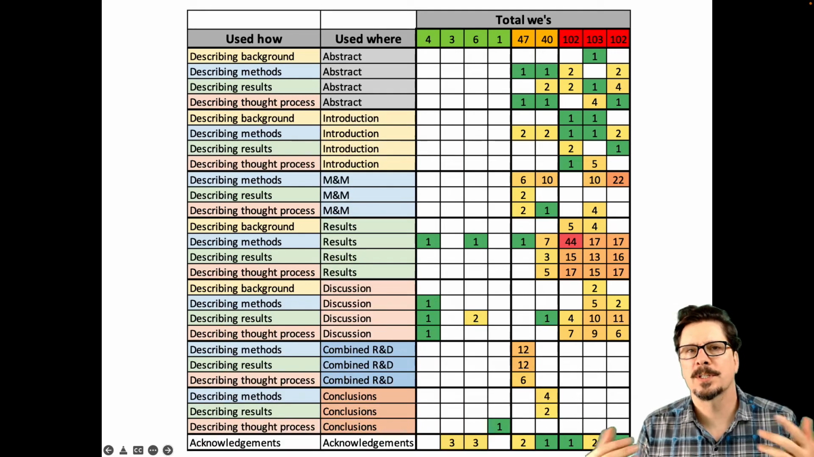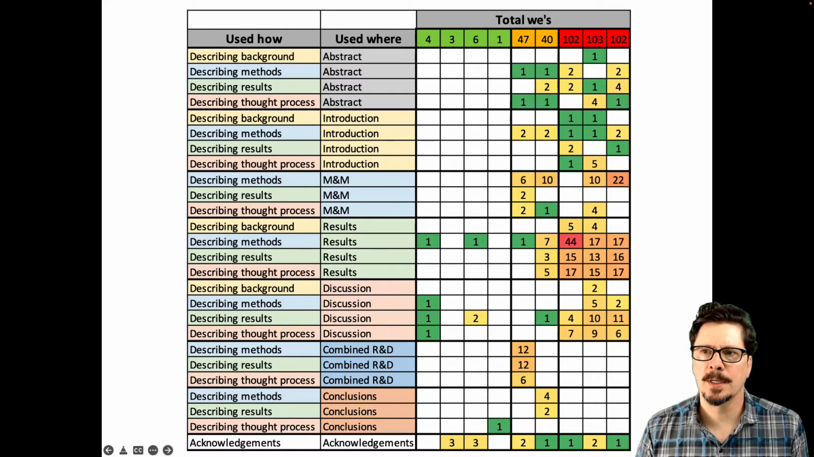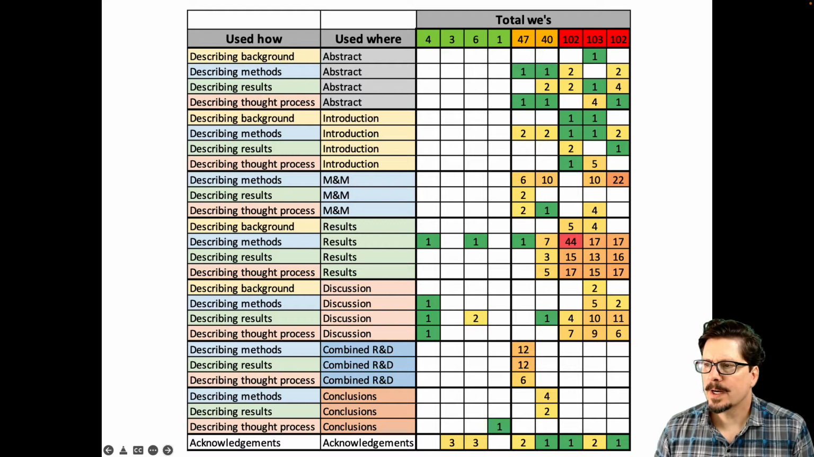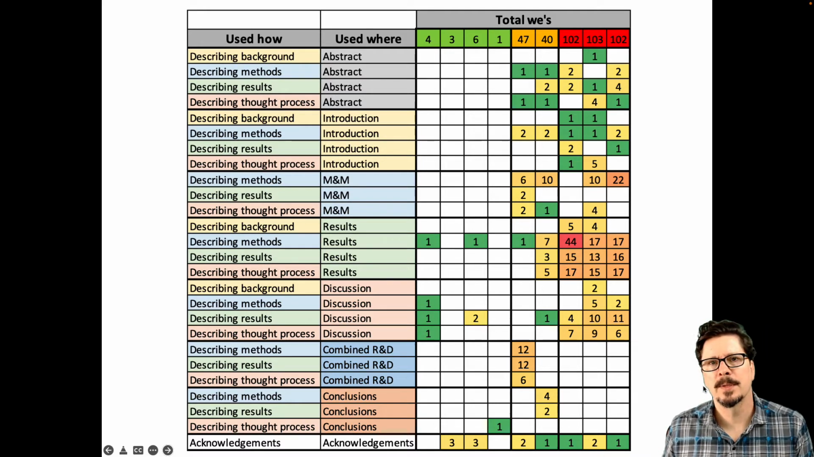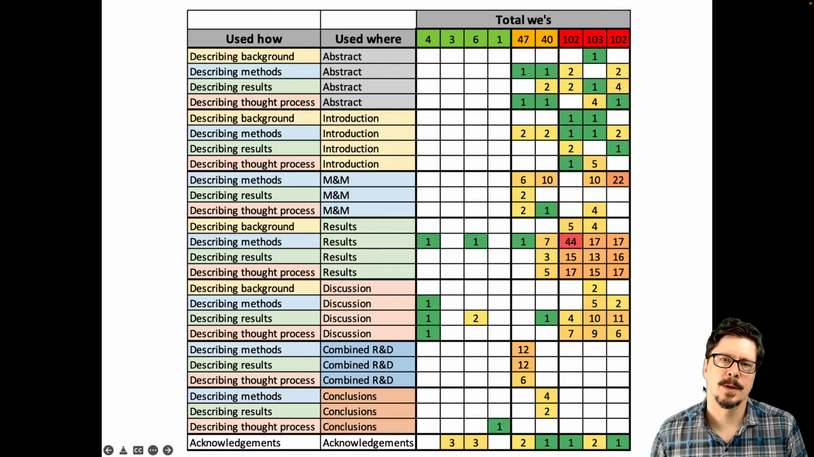Most of these 4 describing categories occurred in all of the sections. What I found was that most of the we's are describing methods, but not in the materials and methods section. They're using the we's to describe the methods in the results section. Okay, so how does that work?